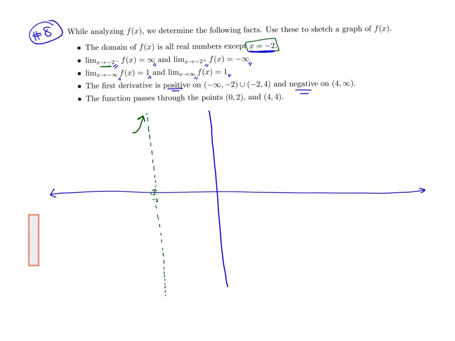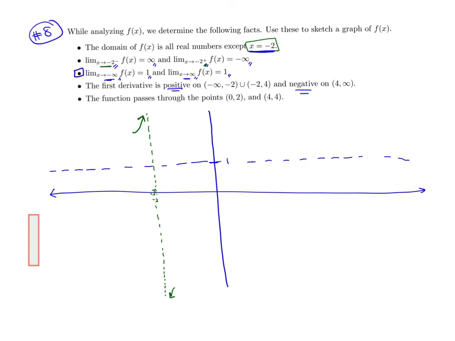And as I go towards -2 from numbers bigger than -2, I'm going down towards negative infinity. So I'll indicate that by a little piece of the function at the bottom. We also know that as you go towards both plus and minus infinity here, the function is heading towards 1. So I'll go ahead and put in that horizontal asymptote at 1.